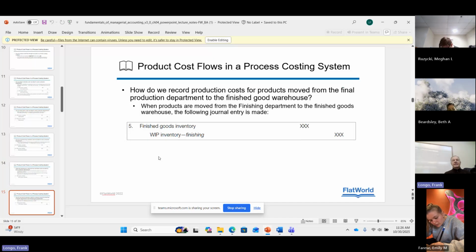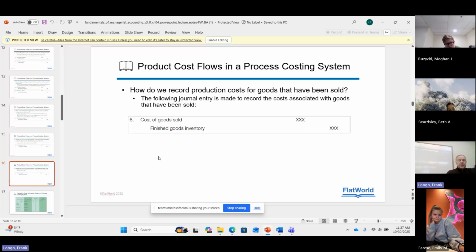When finishing is finished, we take it out of the factory and put it into maybe another warehouse for finished goods: debit finished goods inventory, credit work in process inventory finishing. We've added those goods to finished goods inventory. Having that information, we can now tell the sales department, if customers want delivery, we're ready for immediate delivery for however many products we have in finished goods. So we are using this information to make decisions.